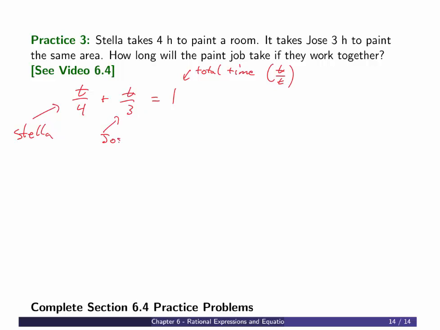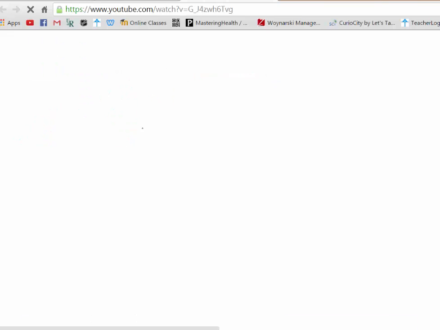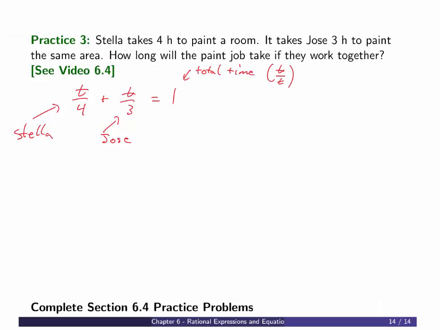So right now Jose is pulling most of the weight, whereas in the previous question Sheena was. Jose is pulling most of the weight here, and Stella is doing basically less work. But all you have to do is solve this. Solve for T. Very simple. The LCD is what in this case? 12. Right, that's the common denominator. Multiply everything by 12. I'll show my work here.